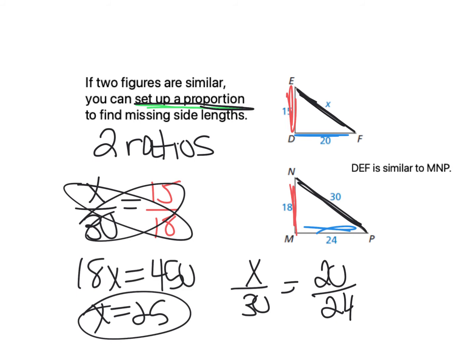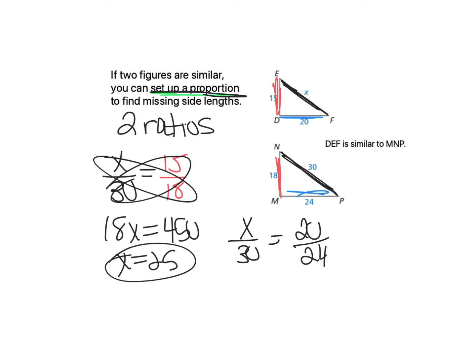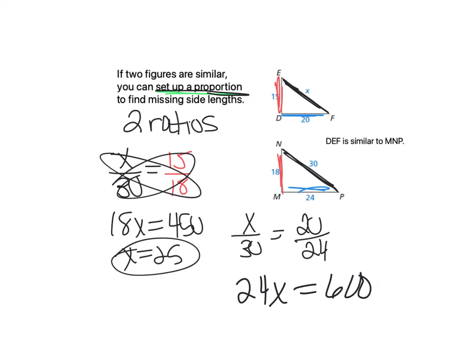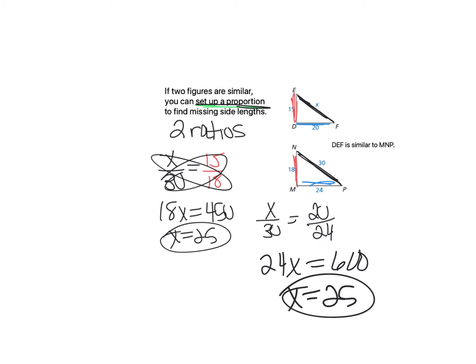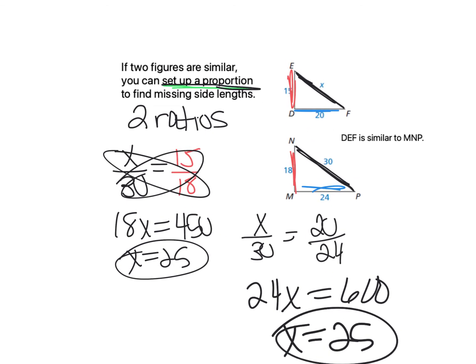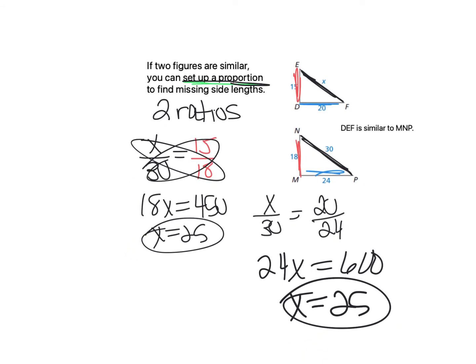Okay, the other way, we would have 24x equals 600, and just double checking, 600 divided by 24 had better be 25, and it is. So either way, you can set it up a couple of different ways, but just make sure that if I go black to black, I have to equal red to red or blue to blue. You can't mix the reds and the blues together and have it work if you're going to set it up that way.